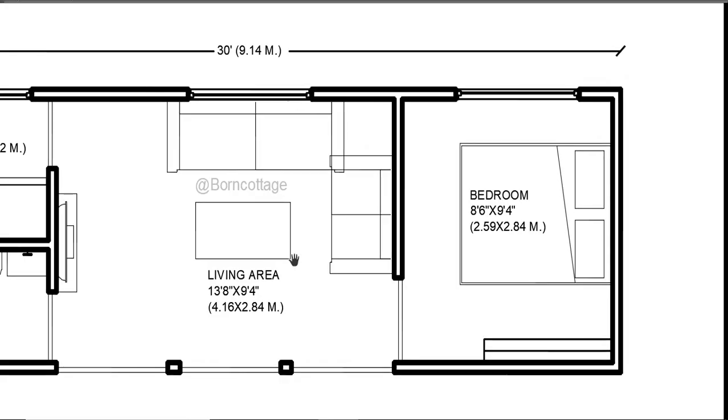So we have the living area. You can see here the sofa arrangement, tea table arrangement and also a TV unit on the front wall. And we have a large size window for ventilation and light purpose and also a large size glass panel here.